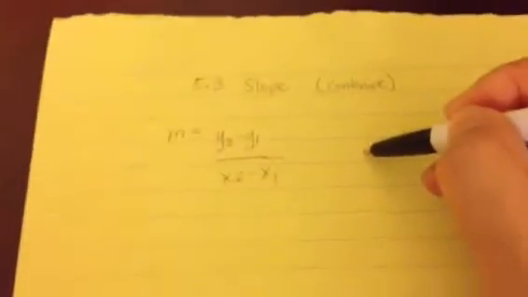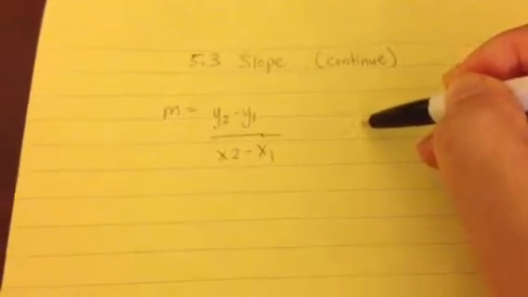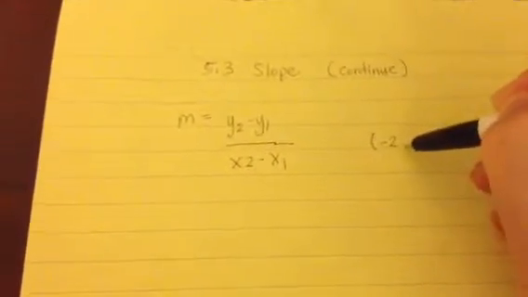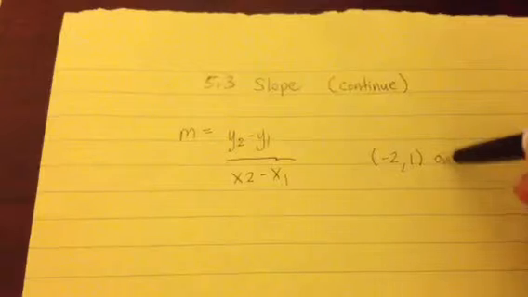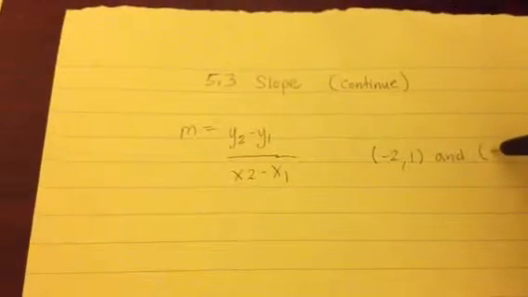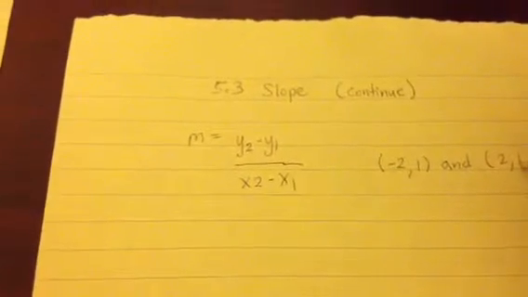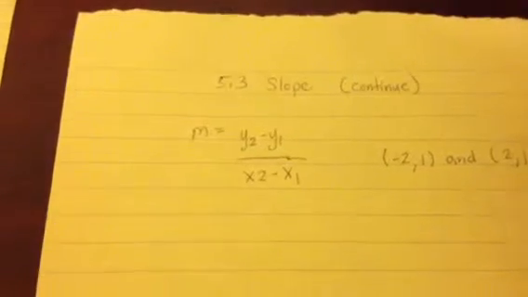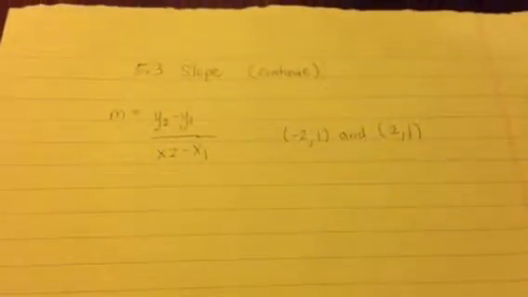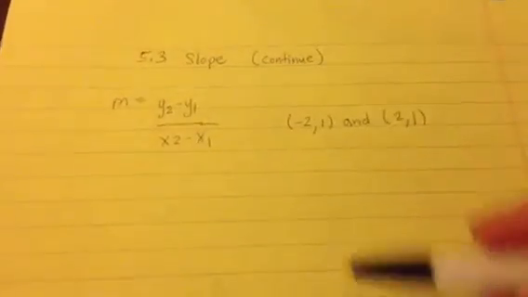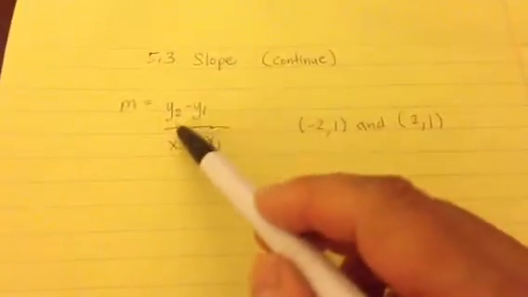Okay, so let's say we are given ordered pairs of (-2, 1) and (2, 1). Okay, and then we need to find the slope for this. So what we're going to do is use this formula right here.